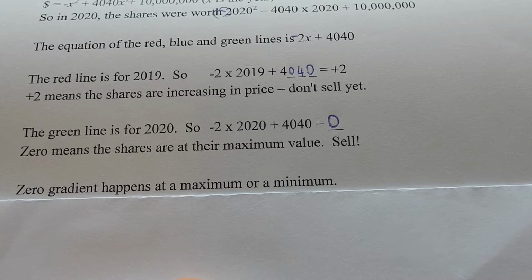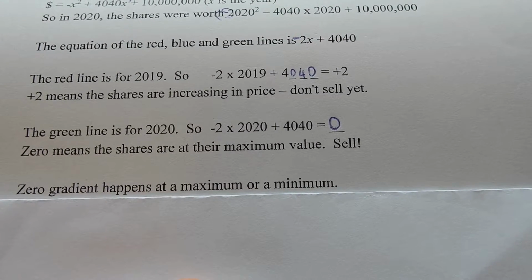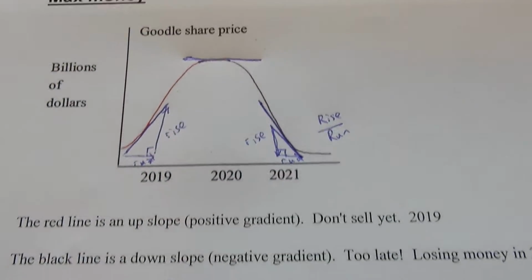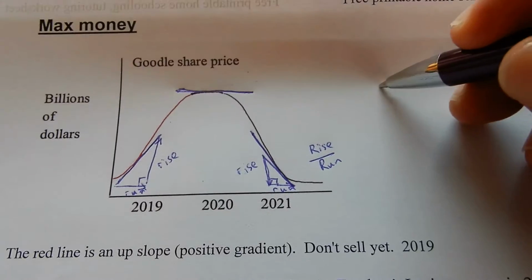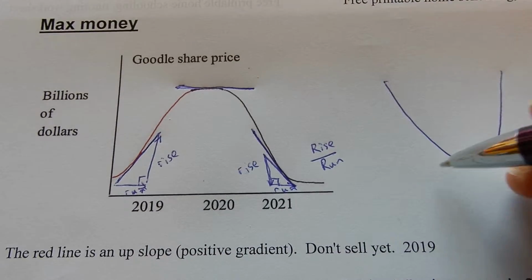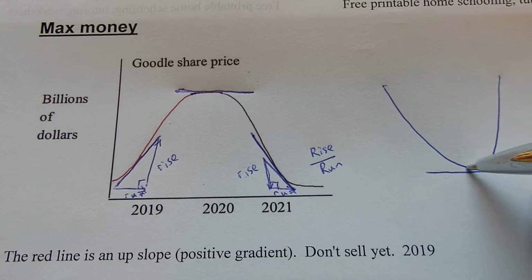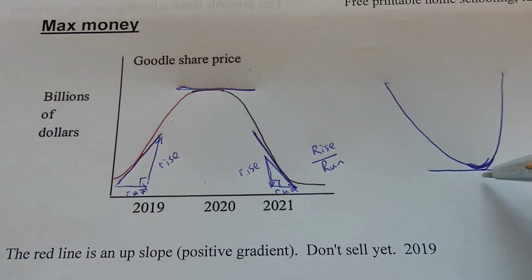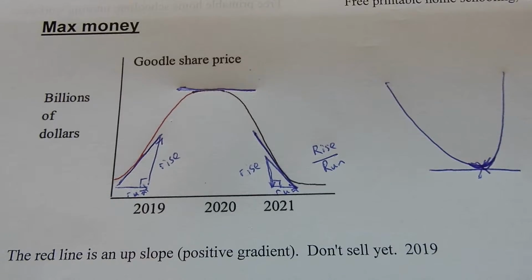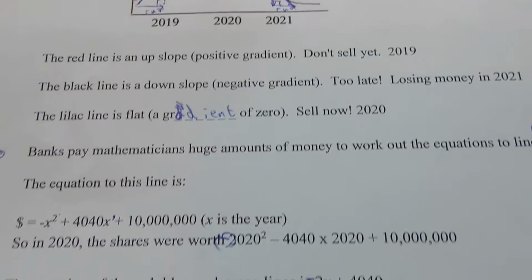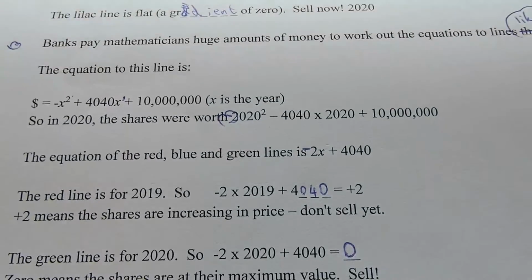The 0 gradient happens at a maximum or a minimum. In this case, it's a maximum. This 0 gradient, make it touch there. This 0 gradient is happening at a minimum. Minimum price, that's not when you want to be selling things.